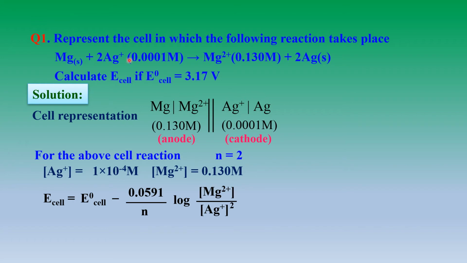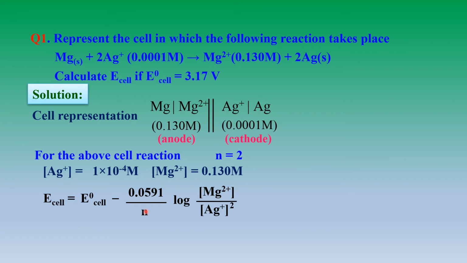Look at the cell reaction. Always remember, whichever ions are written on the product side, that is Mg2 plus, should be written in the numerator, and whichever are written on the reactant side should be written in the denominator, and whatever the coefficients are, that should be raised to the power. Look at here, Ag plus, here 2 Ag plus is there, so it is Ag plus to the power 2. Whatever the coefficients are there, you have to raise here as a power. If it is 3, then you have to write 3. If nothing is there, you just write it like this, Mg2 plus, right?